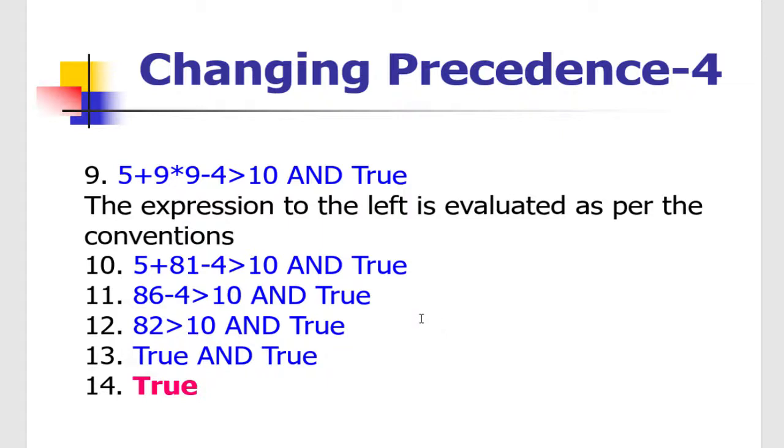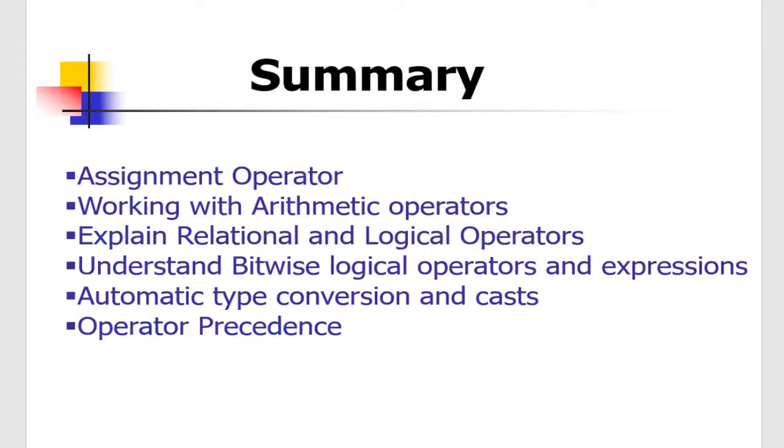Now with that, we've come to the end of the session. Let's look at what it is we learned in this particular session. In this session, you learned about the assignment operators. You also learned how to work with the arithmetic operators in the C programming language. We also learned about the relational and logical operators. We understood the bitwise logical operators and expression. We also looked at automatic type conversion and casts, and we wound up the session by looking at operator precedence.